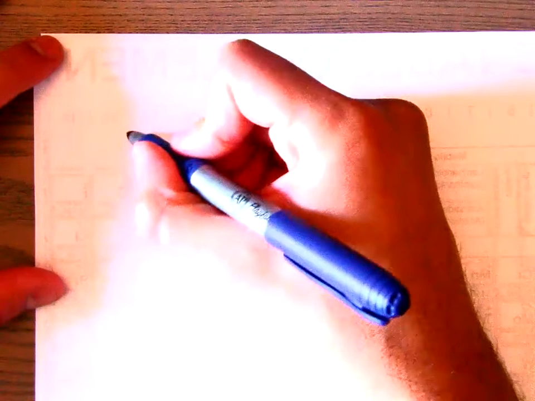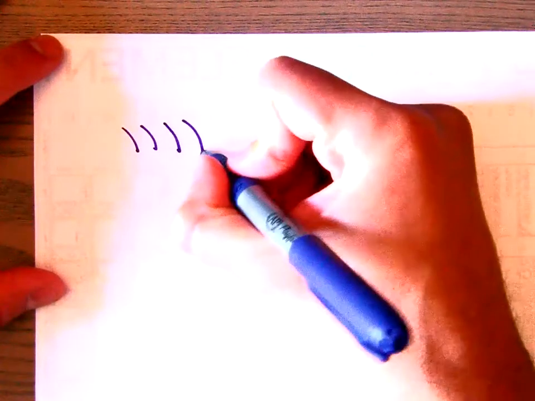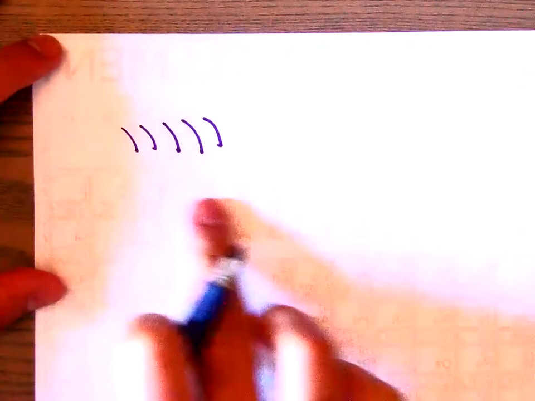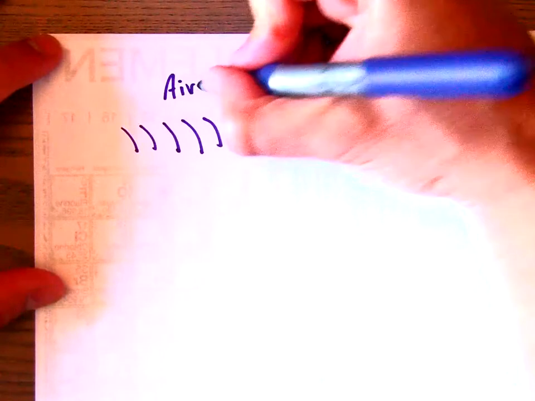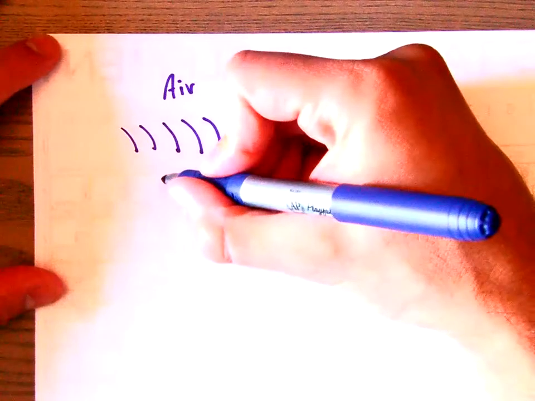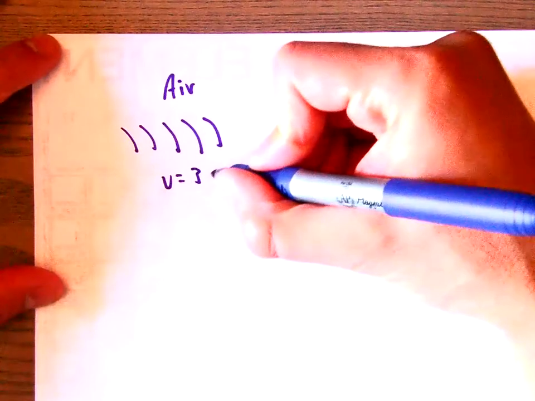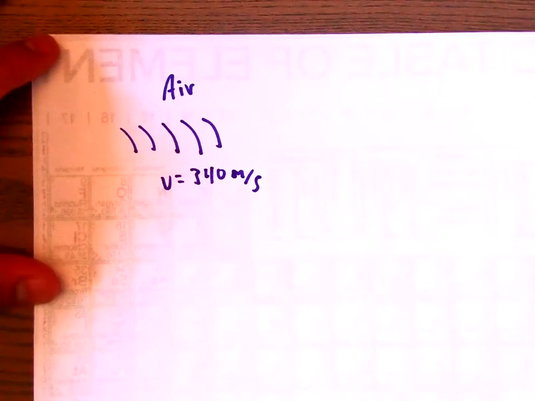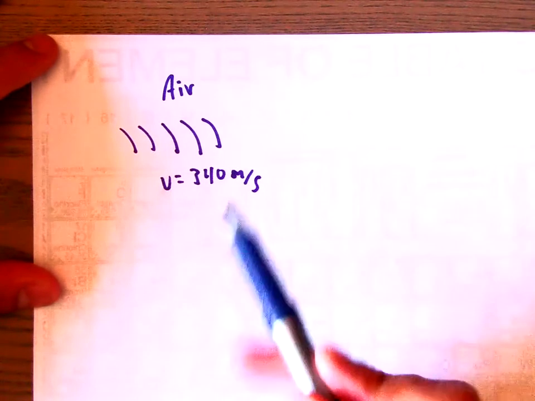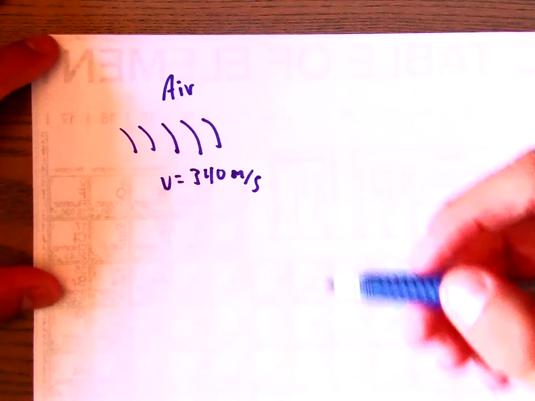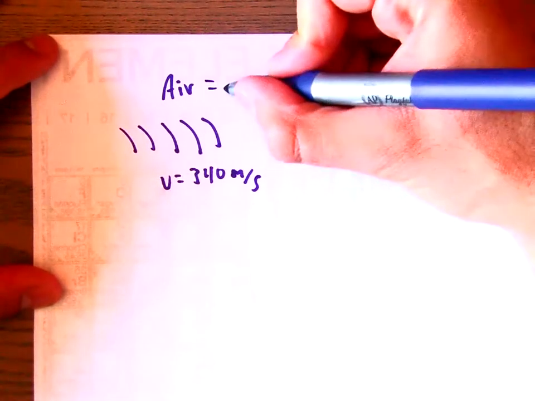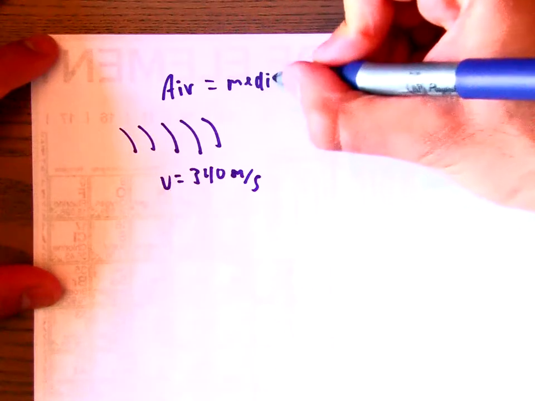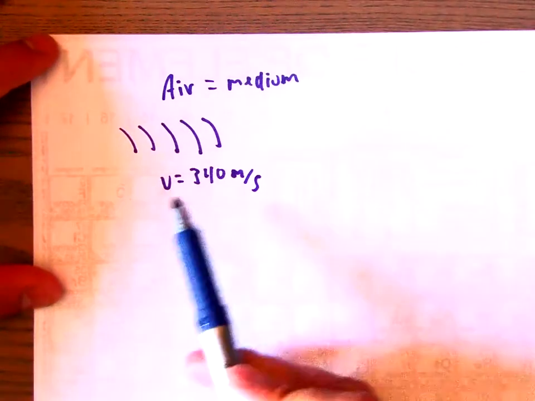Okay. So let's say we have a sound wave that's traveling in air. If that sound wave is traveling in air, then the speed of this sound is going to be 340 meters per second. Okay, and that's always going to be true. So if my medium is air, this would be my speed.